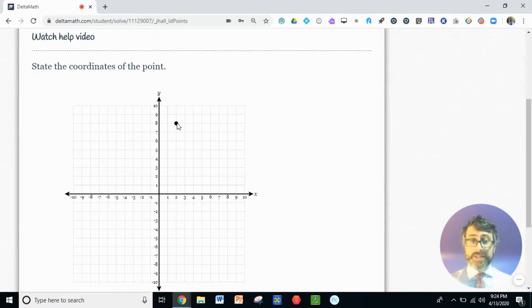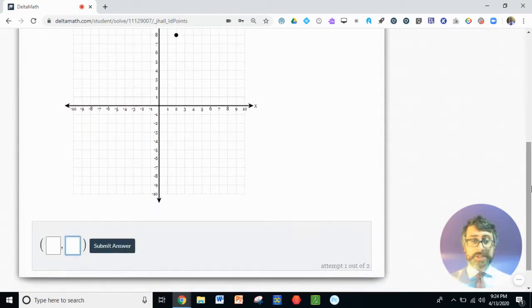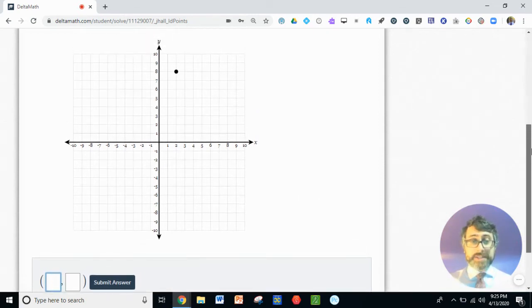I have a point on a coordinate grid, and if I scroll down to look at the answer space, they're expecting an ordered pair, two different numbers which they've put in parentheses. My first value is going to be my x-coordinate. Now, x is the horizontal coordinate. We can see the x labeling this horizontal x-axis, and that's what we're going to think about first.